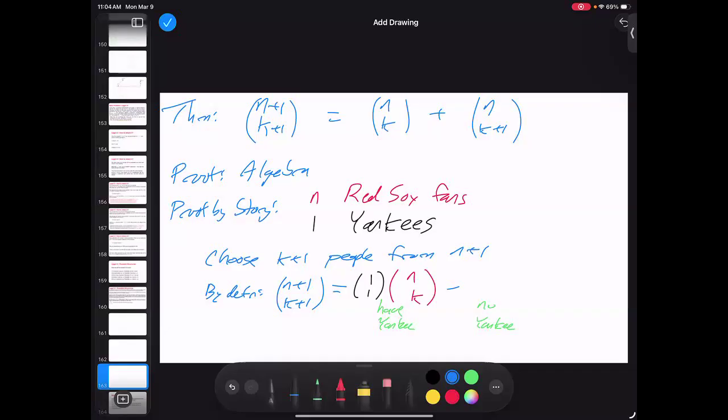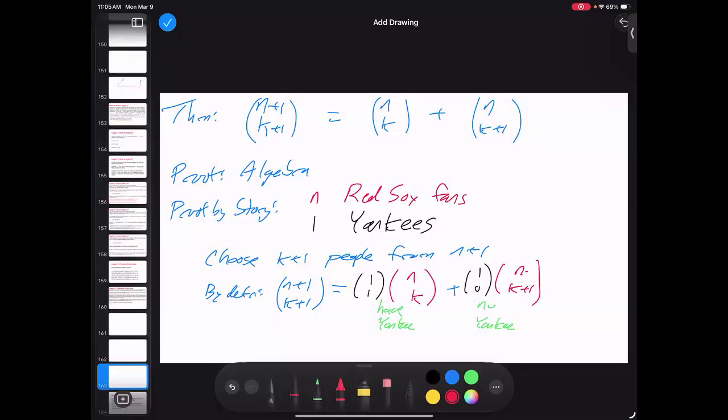Now imagine I don't have any Yankee fans. How many ways are there to choose no Yankee fans from 1 Yankee fan? That's 1 choose 0. And now I need to choose how many Red Sox fans? I want to have K plus 1 people. I haven't chosen any Yankee fans, so I have to choose all K plus 1 from the Red Sox. So N choose K plus 1. So this is a proof of this relationship.